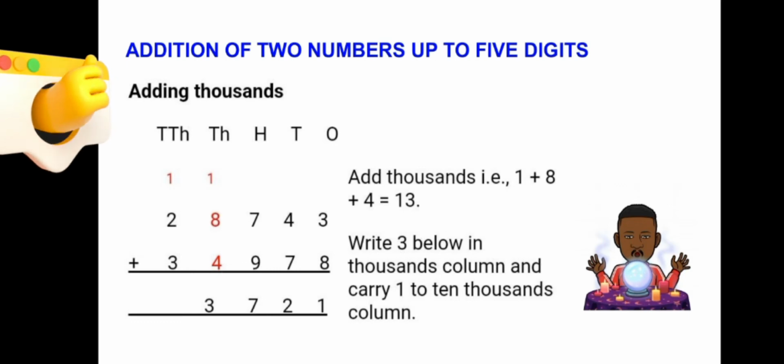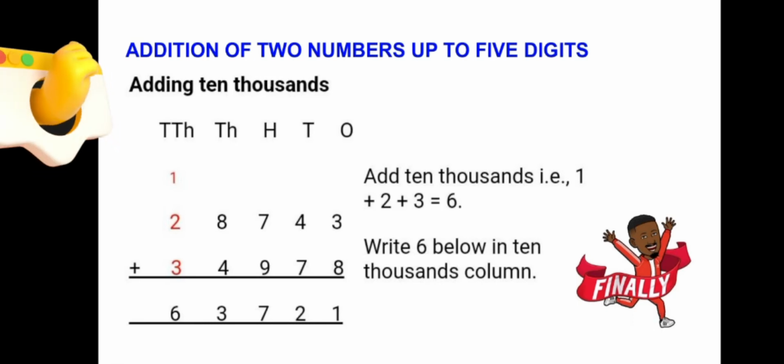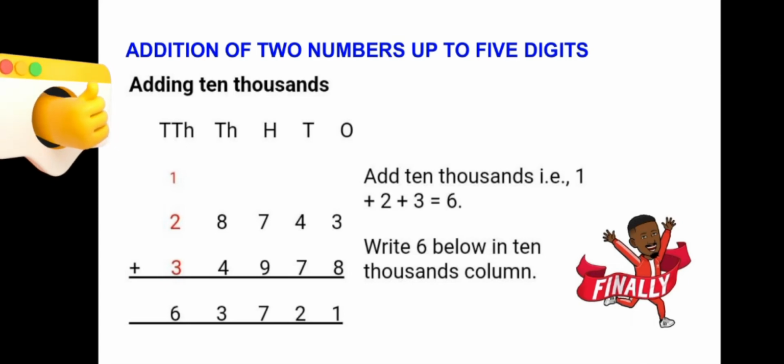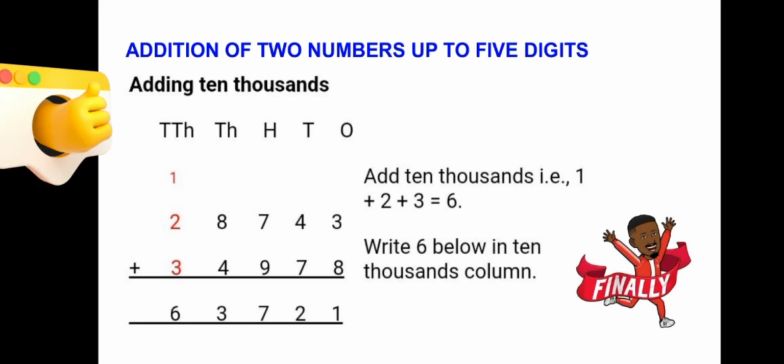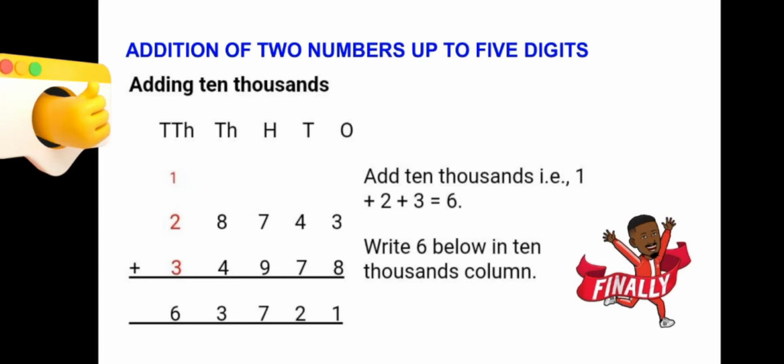So let's move to the next step. We have adding 10,000s. So we have 2 and 3 under 10,000s. Then plus the 1 that we have from thousands. So we have 1 plus 3 plus 2. Then we have 6. So write 6 in 10,000s column. So we have finally reached the end.